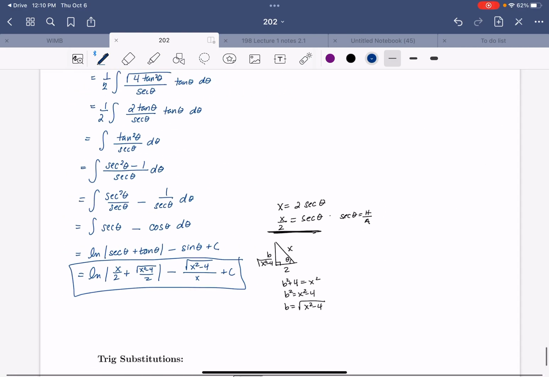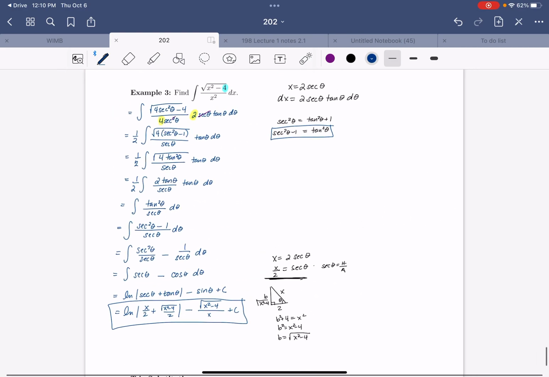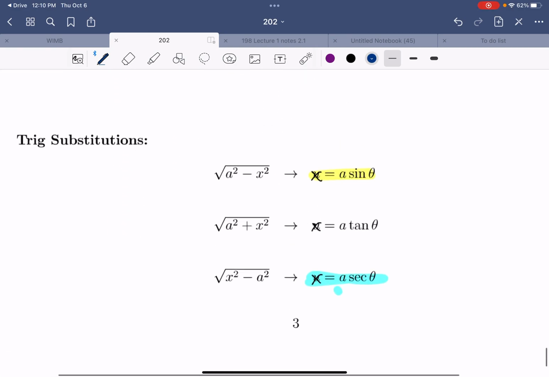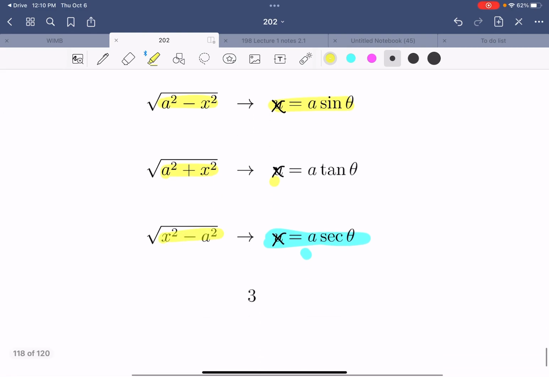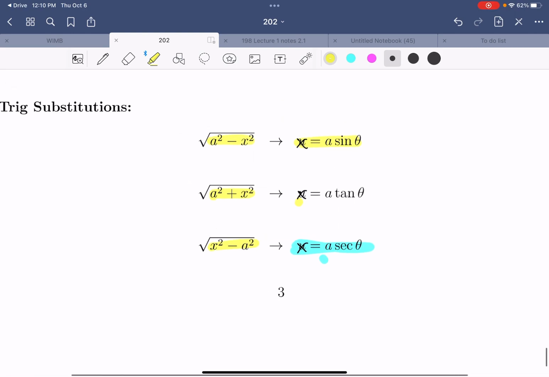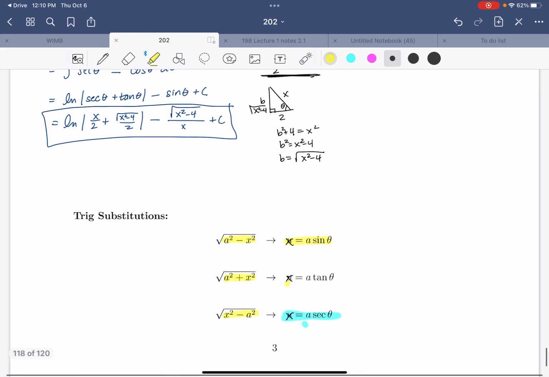So trig sub is not for the faint of heart. It is quite a process, right? But our substitutions are always these, right? So if you have a squared minus x squared, and really the square roots aren't important here. It's really this part underneath the square root that you're using to make your substitution. So if a squared minus x squared, I'm letting x equal a sine theta. For a squared plus x squared, we're letting x equals a tangent theta. And if you have x squared minus a squared, you're letting x equals a secant theta. Okay. And that's going to take us to the guided practice.